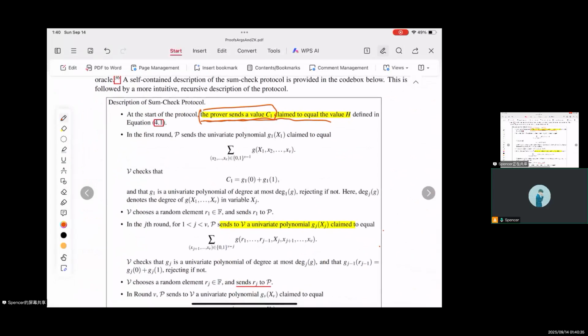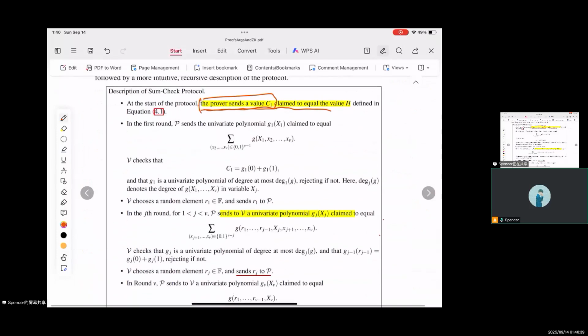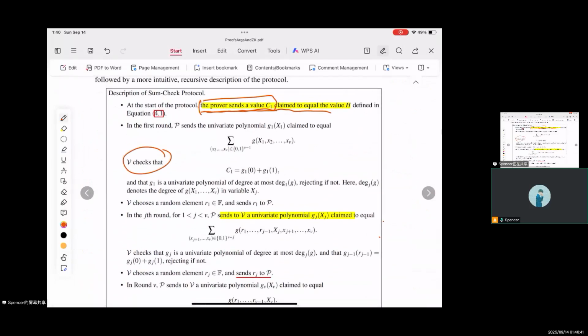It is claimed by the prover, and prover sends this value C1. And verifier should check the C1 sent by the prover should be equal to J1, because J1 is polynomial J1 is also sent by the prover. So it is just verified by the verifier. There's nothing created by the verifier. Okay.